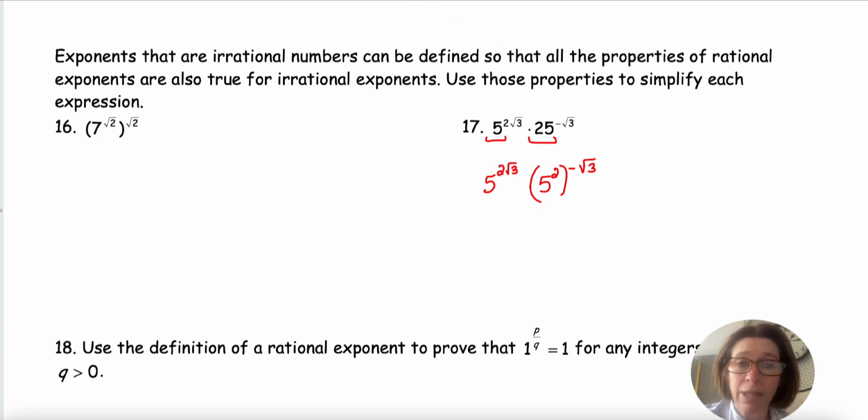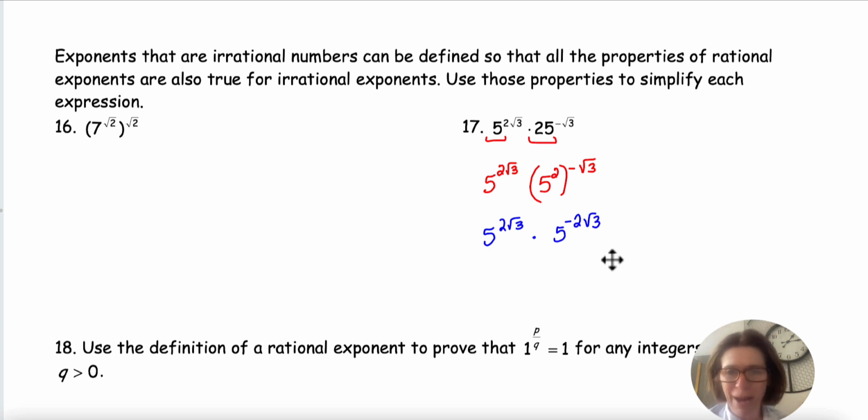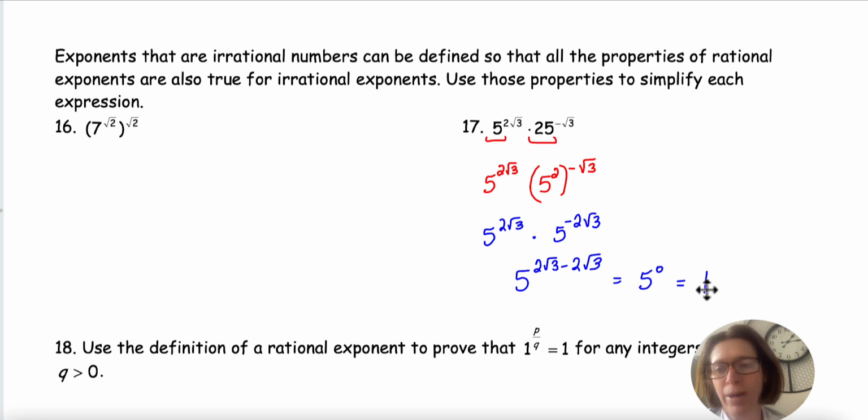Then you'd use the properties of exponents, which means power to a power, you multiply the exponents, giving me 5 to root 3 times 5 to the negative 2 root 3. Now we have power times a power, so we add the exponents, giving me 5 to the 2 root 3 minus 2 root 3. If we add them, that's going to give me 5 to the 0. And we know anything to the 0 power is 1. All right, so that's number 17.